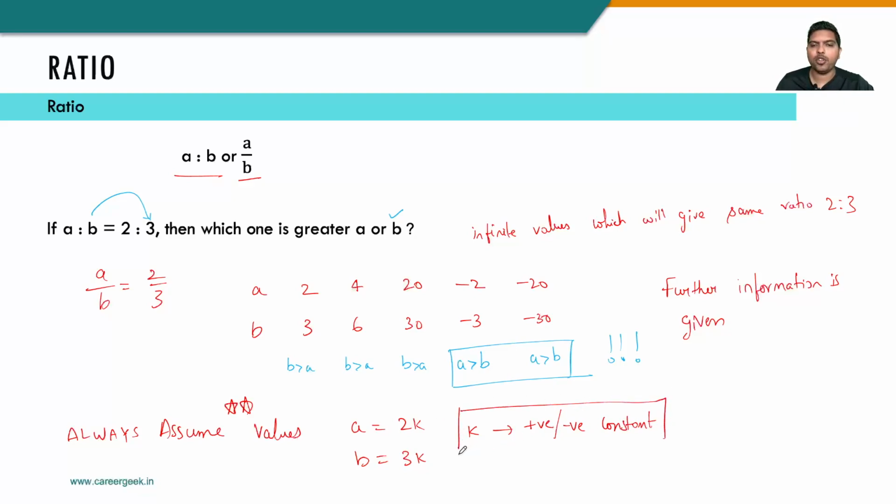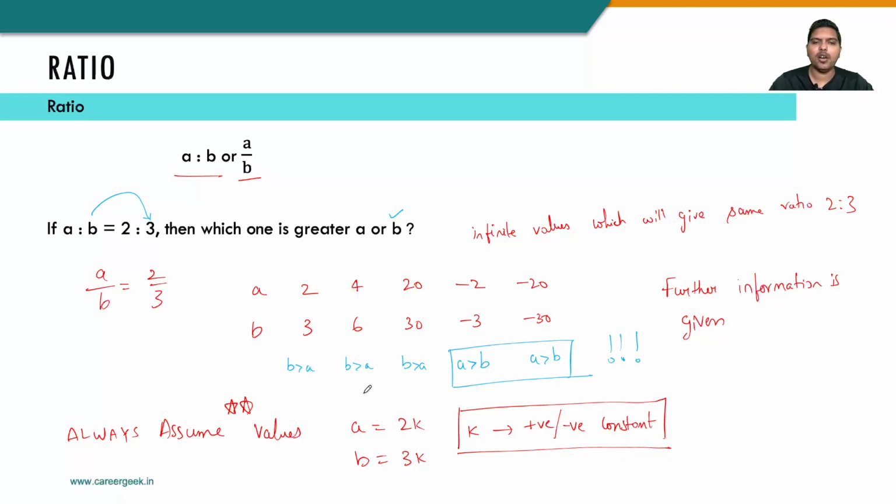Now, K being positive or negative will decide which one is greater. If K is positive, B is greater. If K is negative, A is greater. So what's the safest way? And this is how the exam will trap you. Okay. So how to come out of this trap? Just assume the values always. Don't go thinking that the constant is positive or negative unless there is further information given.